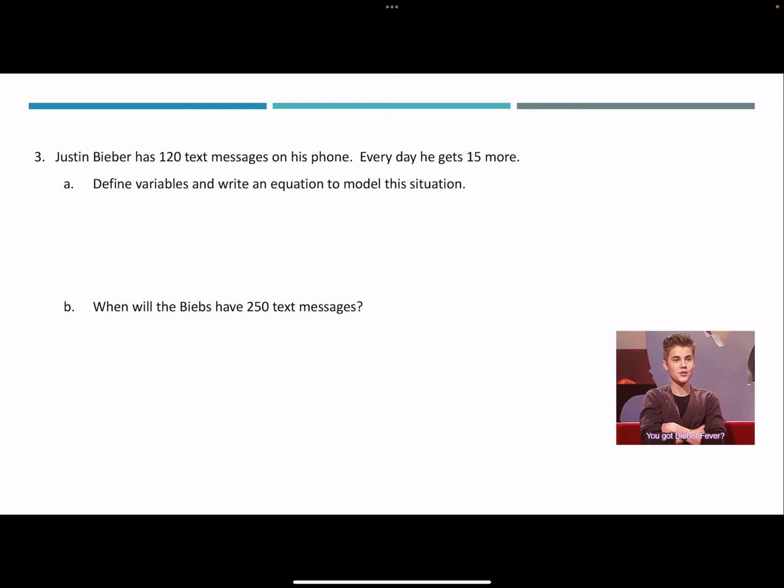Okay, let's try another one. So Justin Bieber has 120 text messages on his phone. Every day he gets 15 more. Define variables and write an equation to model this situation. So every day he gets 15 more text messages, right? So one variable is the number of text messages that he has. And the other variable, this might be a little tricky, but they're saying every day he gets more. So it's the number of days.